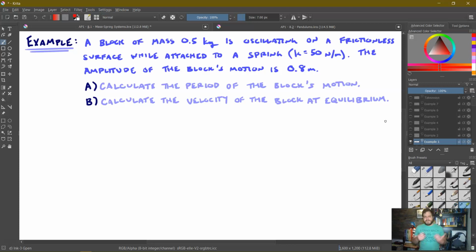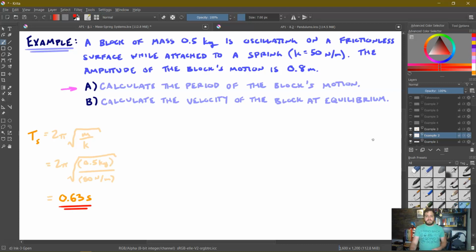So if I want to calculate the period, well, that's going to be pretty straightforward. I'm just going to use this period equation of T_s equals 2π the square root of m over k. I have the mass, I have the spring constant, so I can just substitute those values in, stick this into my calculator. I definitely can't do this in my head, and I would get a time, or a period, of about 0.63 seconds. It's going to take that long for the object to return back to whatever its initial point was.